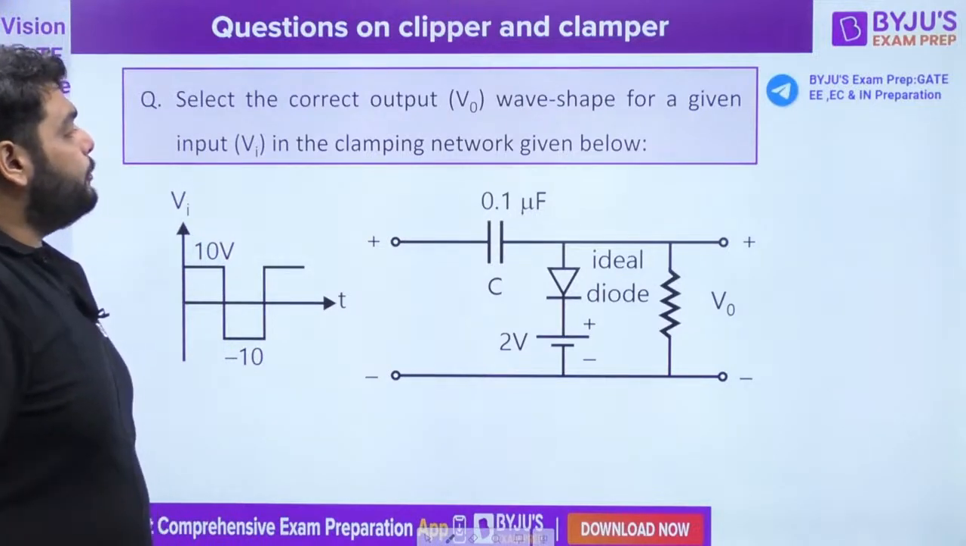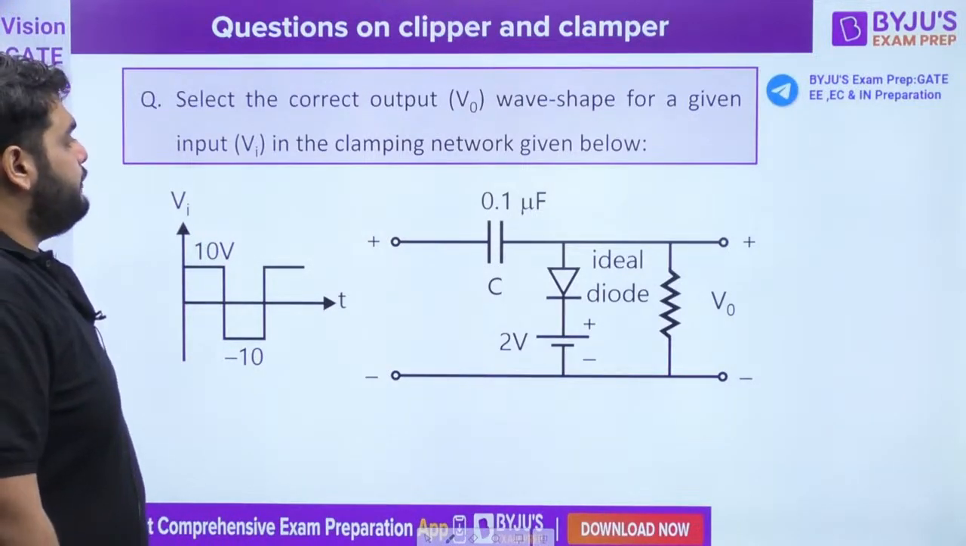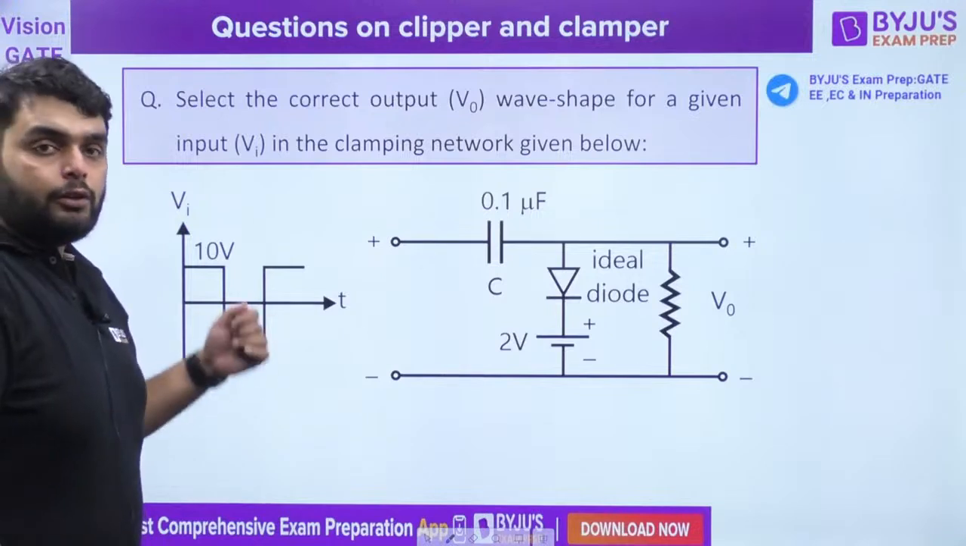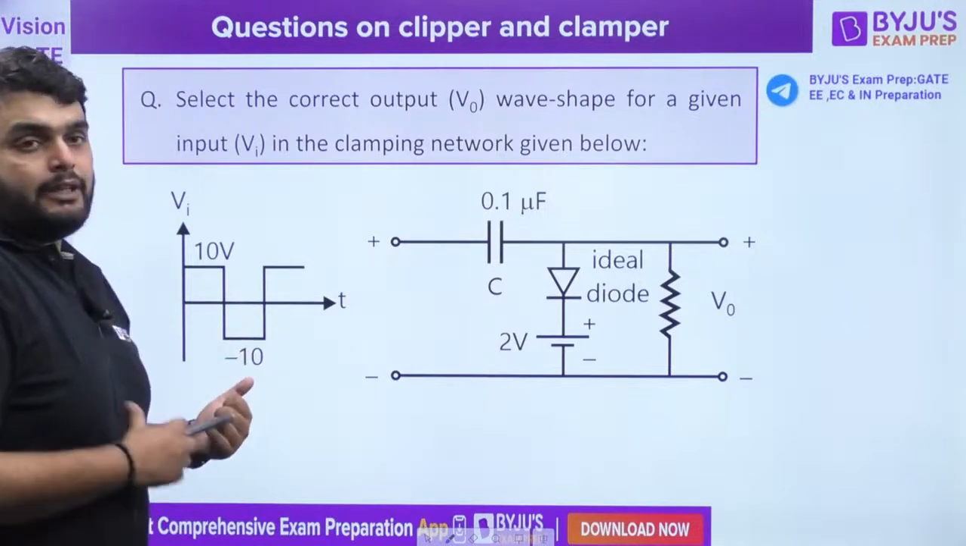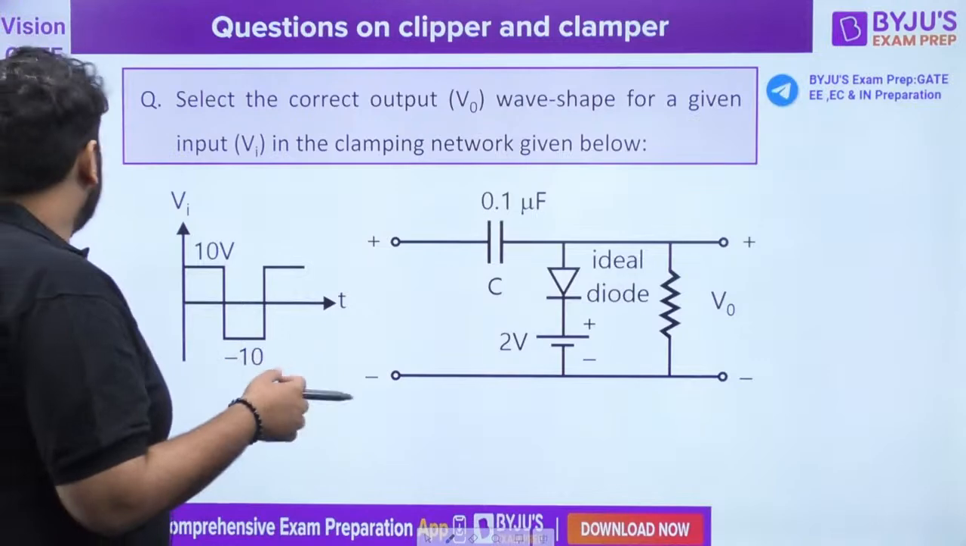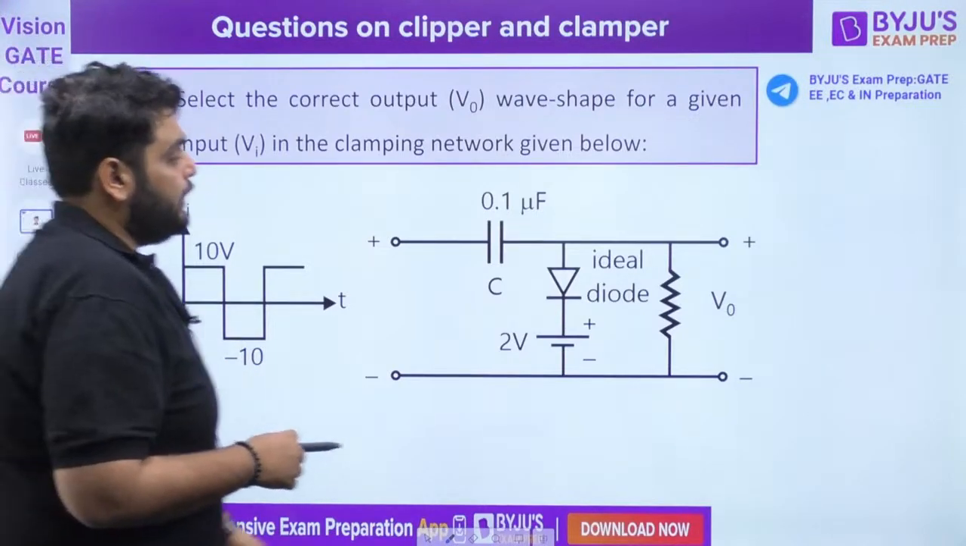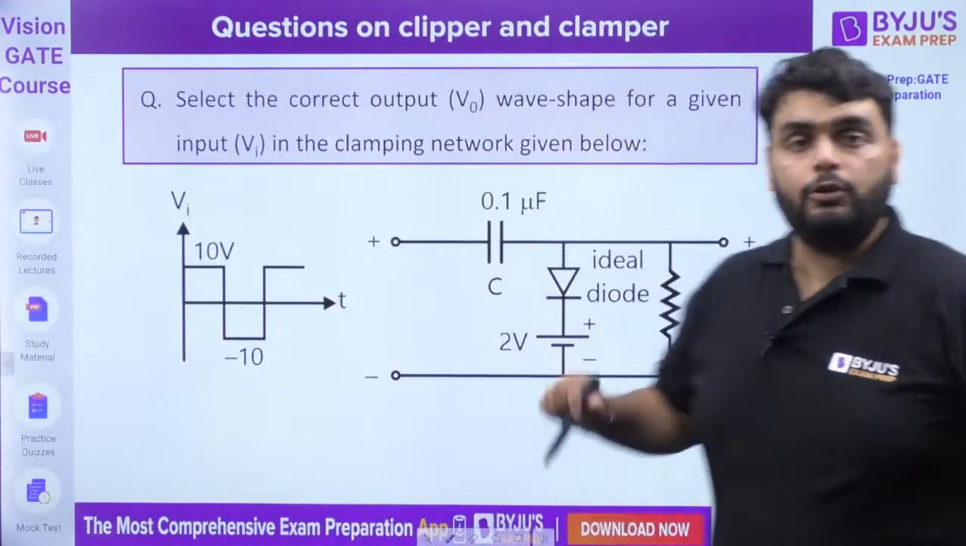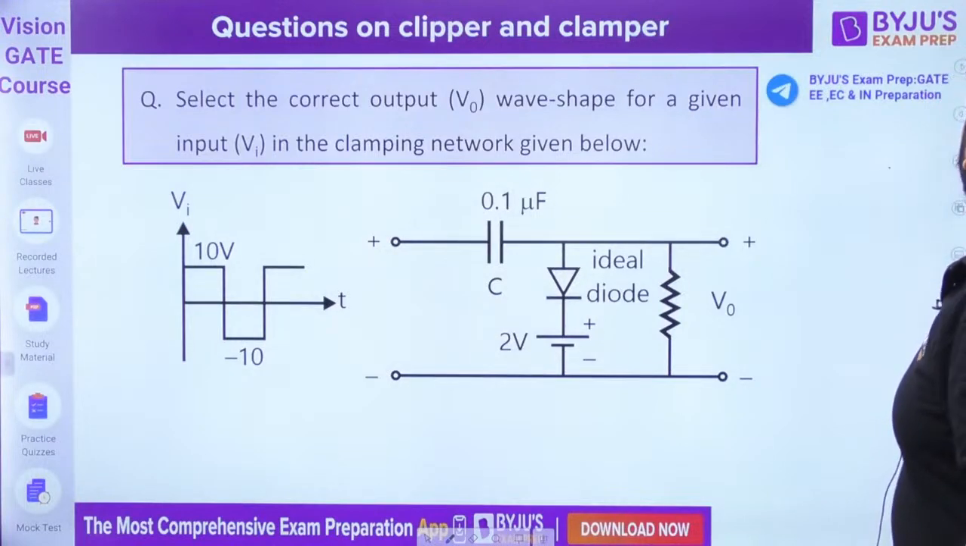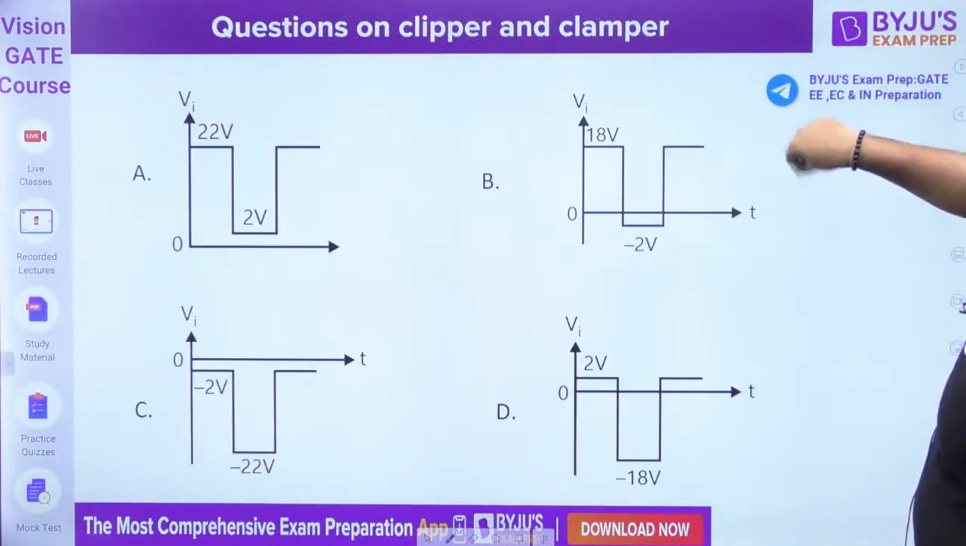Select the correct output V0 for a given input Vi for the clamping network given below. So we have a clamper circuit. We need to find out the output voltage. Now where is the output voltage given? Output voltage is given here. This is the output voltage waveform.